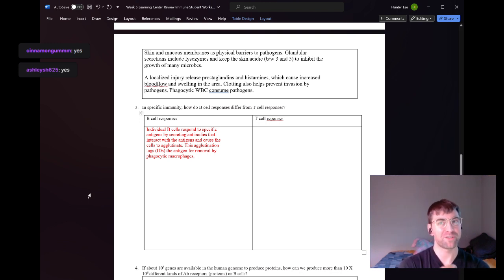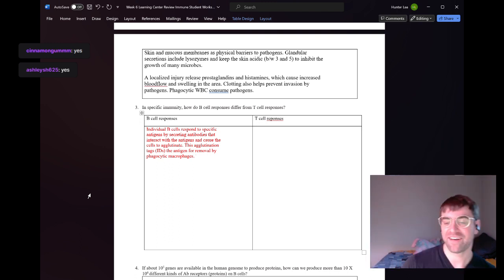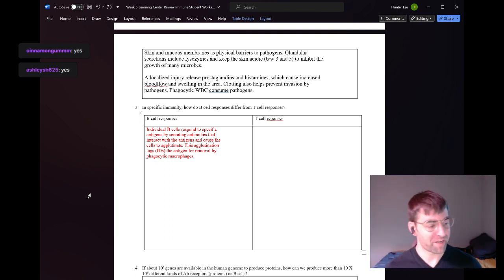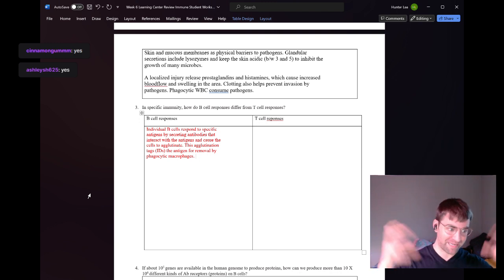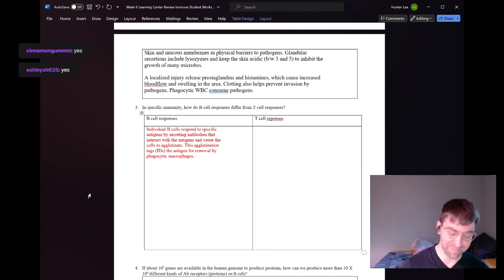Phagocytic macrophages is like a level of specificity that I think is kind of funny. Phagocytosis, right, is the mechanism by which it eats the pathogen. Macrophages: macro meaning big, phage meaning eat. It's a big cell that eats stuff by phagocytosing it. All right, basically engulfing it.